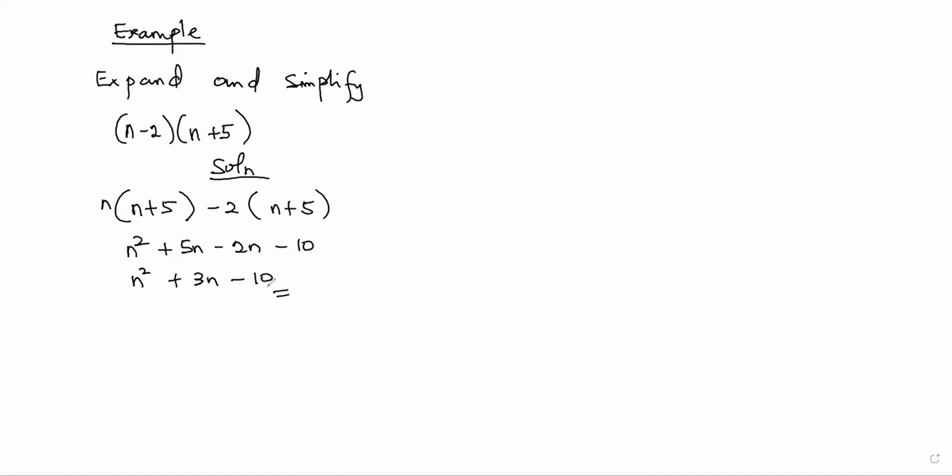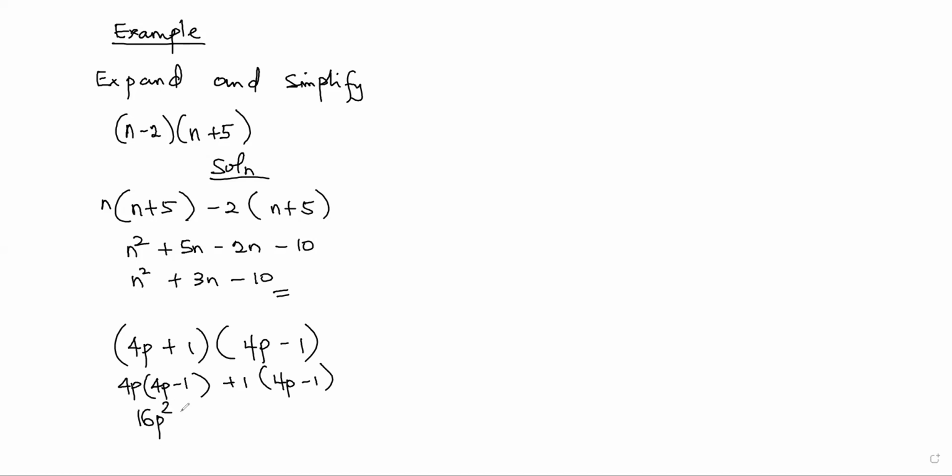Let's take another question. We have (4p plus 1)(4p minus 1). So once again, you take the 4p, use it to multiply everything over here, which is 4p minus 1. And we take the positive 1 over here, use it to multiply everything at the right-hand side. So we expand: 4p times 4p is 16p squared.